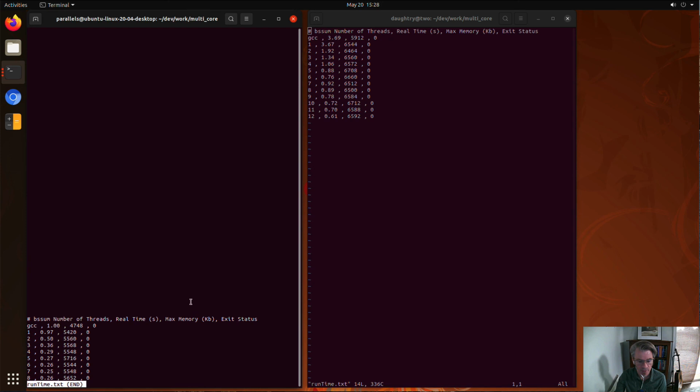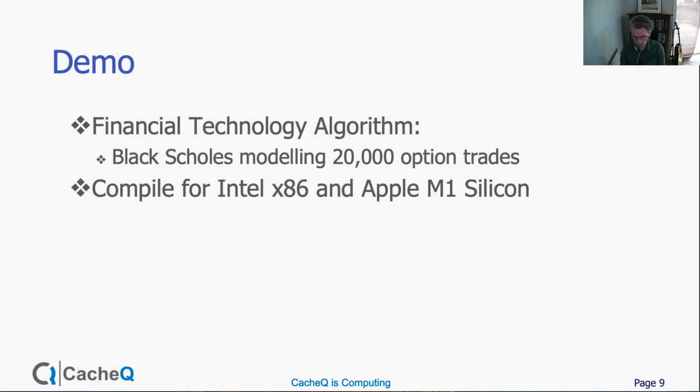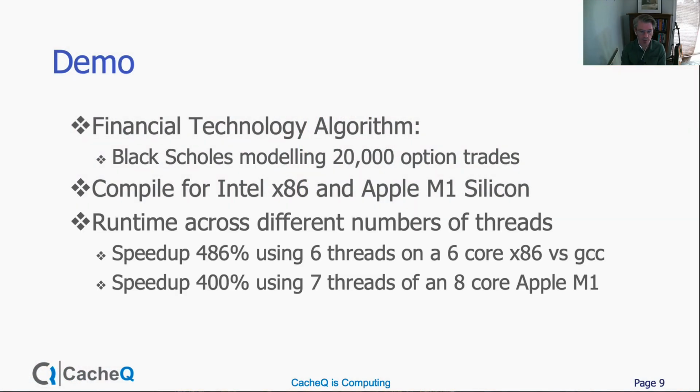So that's pretty impressive. I'm going to jump back to my desktop here, and I've actually plotted these results, and I'm going to show you a graph of what that looks like. So we saw the compile times for both the x86 and the Apple M1. I'll just summarize the runtime. It was pretty impressive. The speed up of the x86 was about 486% using 6 threads compared to single thread GCC. And the speed up on the Apple M1 was about 400% using 7 of the 8 cores on the ARM devices on the M1.